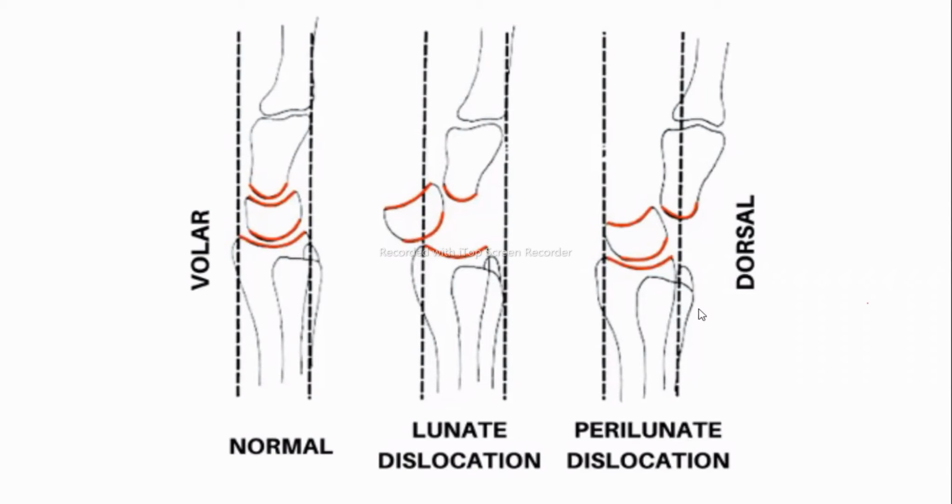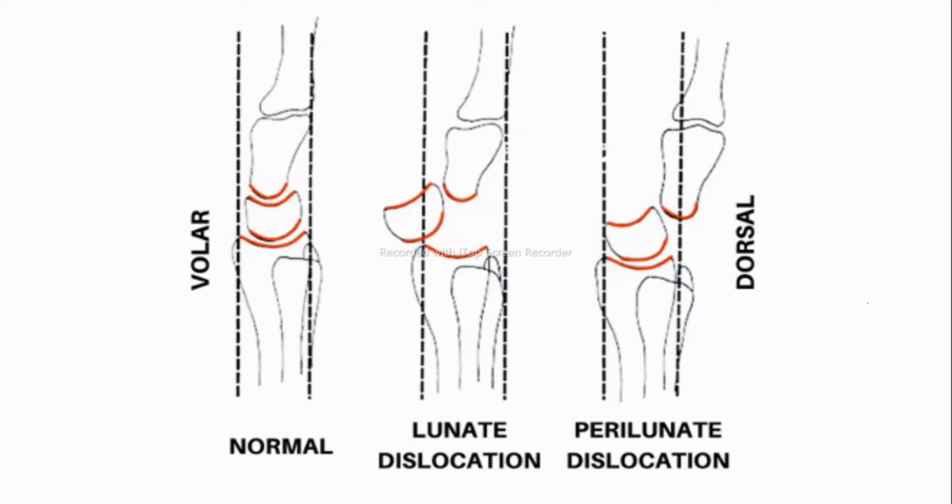Perilunate dislocation. It means the bones around the lunate are dislocated, but the lunate is not dislocated. So it's called perilunate dislocation. Clear? Yes. So if you find it volar, it means lunate. If you find it dorsal, it means perilunate. And the cup will be the same curve like that. If you find the cup in the same place, it means it's normal.